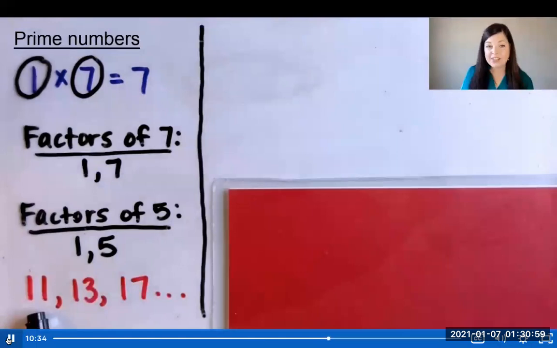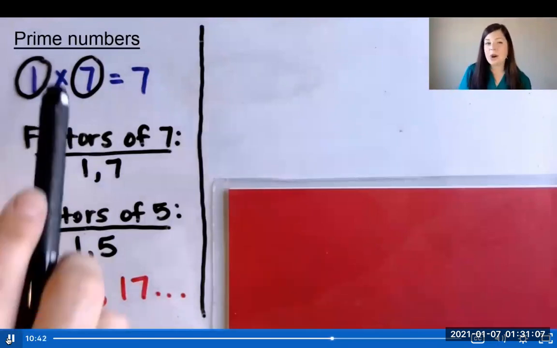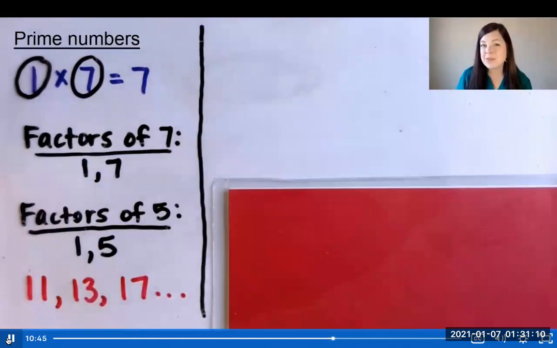Here are the prime numbers I came up with: 11, 13, and 17. Though these aren't the only prime numbers, there are more. Did you come up with others? Now, if these are prime numbers, can you name some numbers that are not prime?